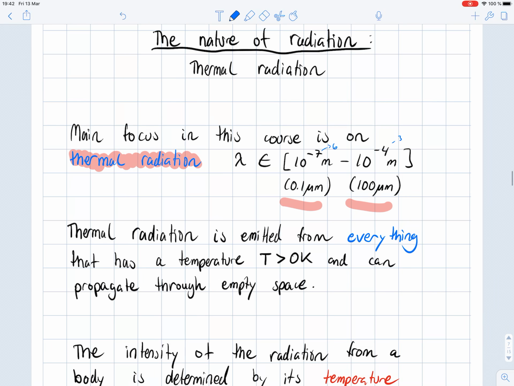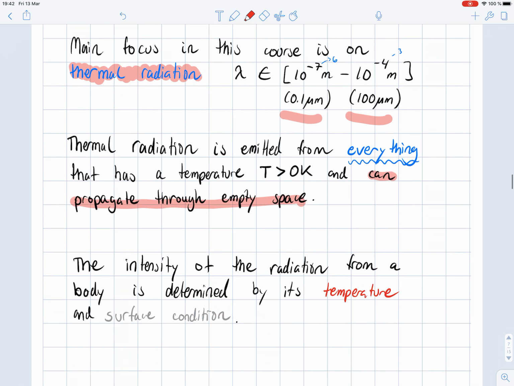One important point is that thermal radiation is emitted from everything that has a temperature greater than 0 Kelvin. So that means essentially everything. And as I mentioned previously, it can propagate through empty space.